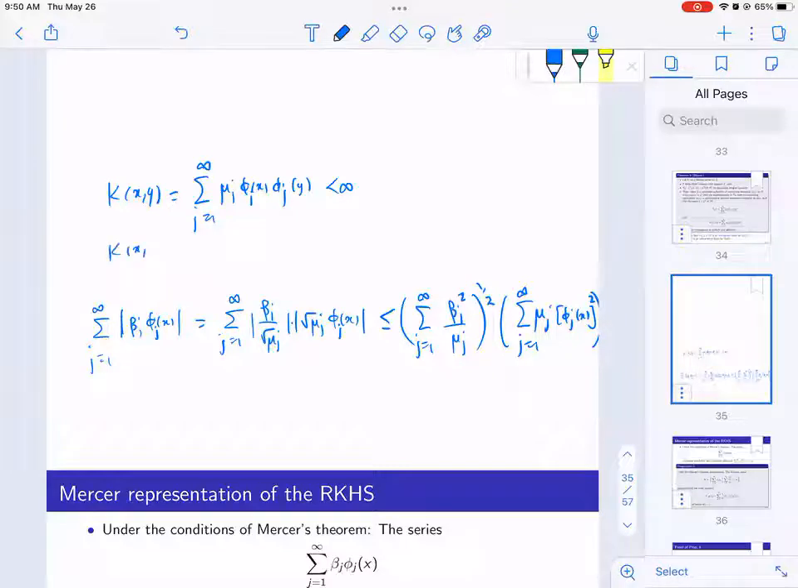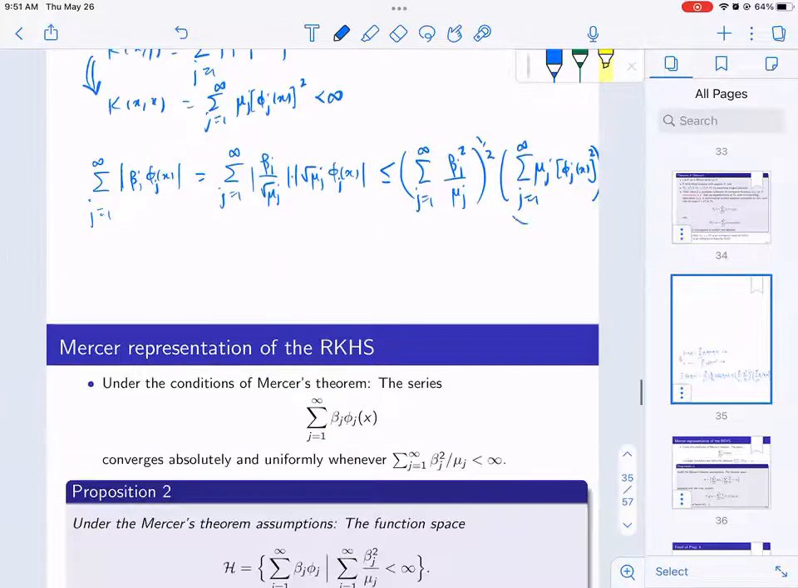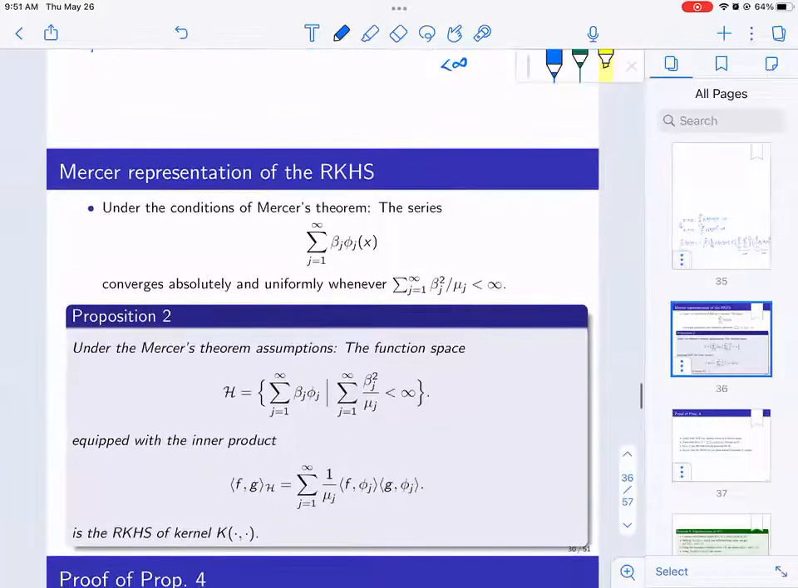So for example, this guy is finite. If I look at x, this would be mu j. This is definitely positive, and this is finite. This is by assumption finite, since the beta j's are a sequence for which this sum is finite. So the sum converges absolutely, and it also converges pointwise. So this defines a function.